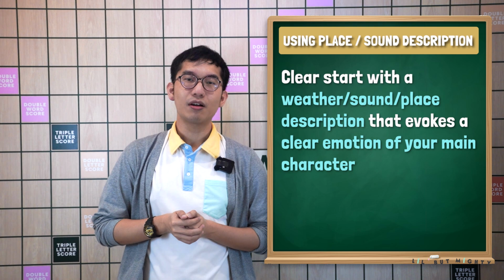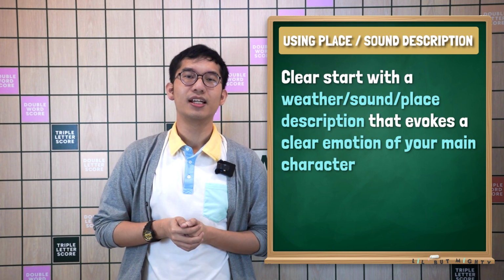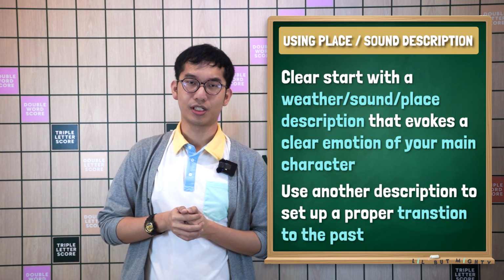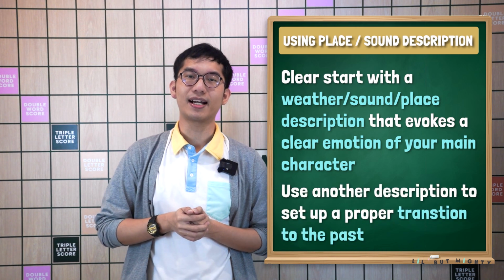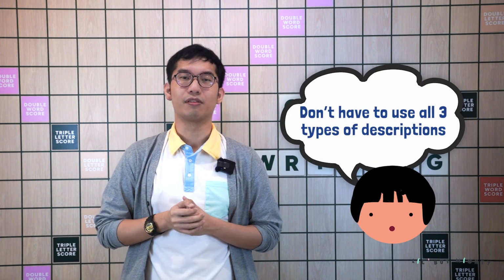The key is to have a clear start with a weather, sound, or place description that evokes a clear emotion of your main character. Next, use another description to set up a proper transition to the past. Take note that you will not need to use all three types of descriptions in your flashback.